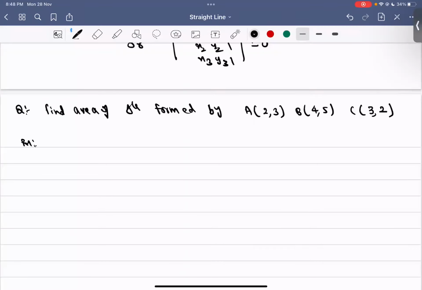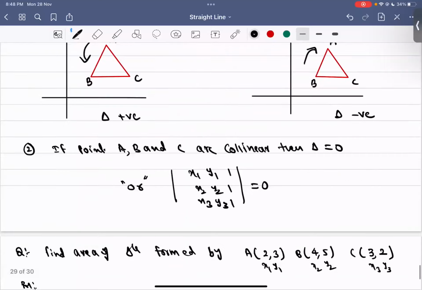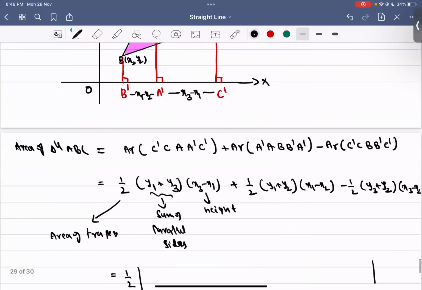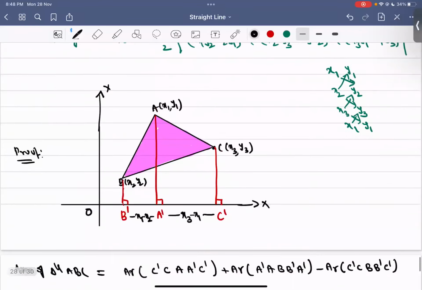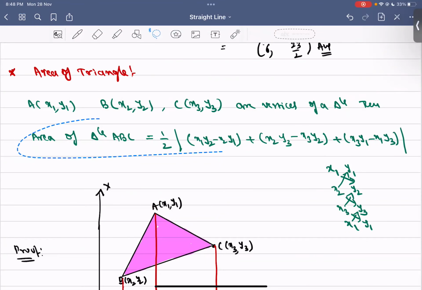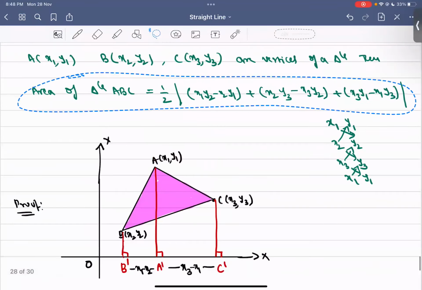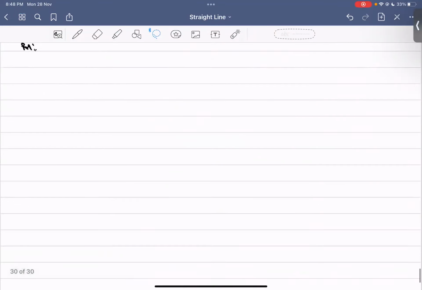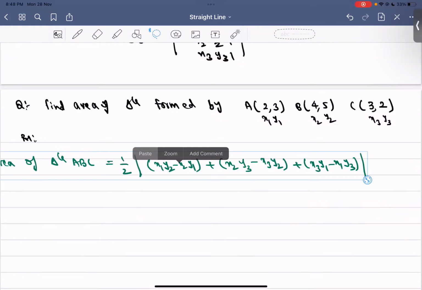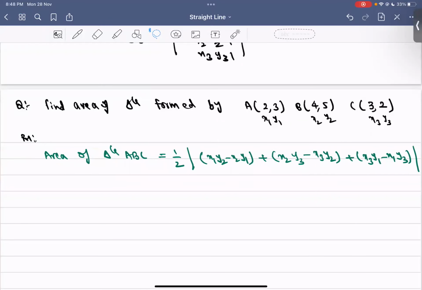Solution. Here A is x1, y1, B is x2, y2, C is x3, y3. So method 1 is directly by using the formula. So what is the formula? Area of the triangle formula, we will take this one. With the help of that formula, just put the values. So area is equal to what?